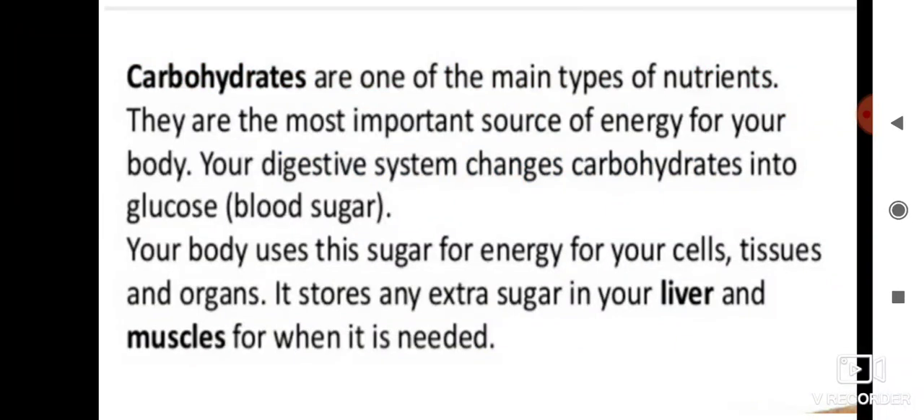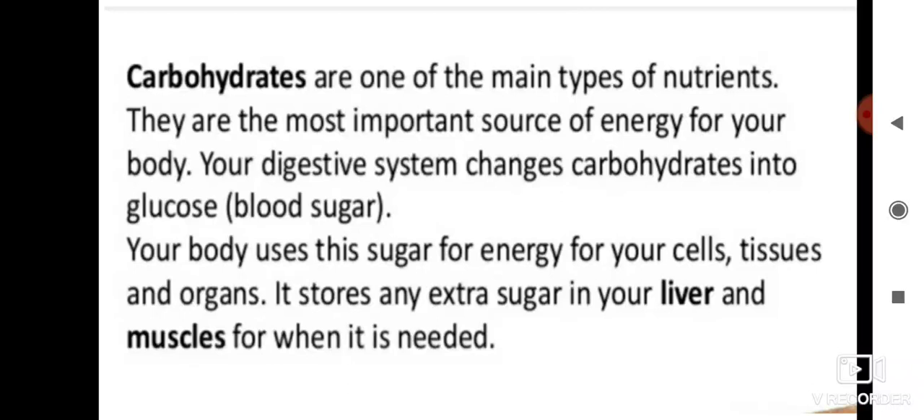First, carbohydrate. We can call carbohydrate an energy giving food. Suppose you want to do any kind of work, what is required? You require energy. So which kind of food will give that energy? Carbohydrates. Carbohydrate is a type of nutrient which gives energy, so that's why we call it an energy giving food.